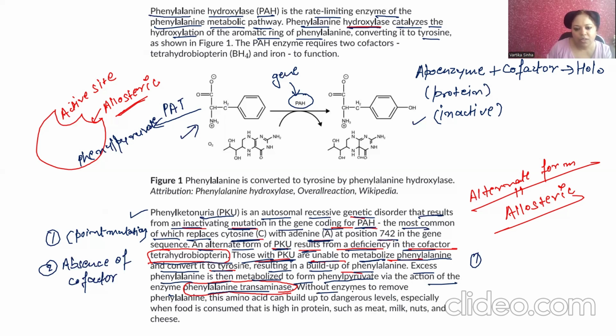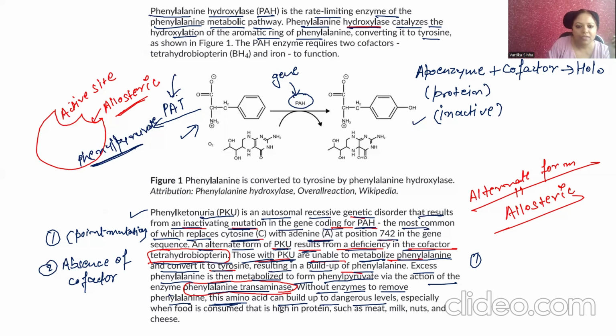Now, without enzymes to remove phenylalanine, this amino acid can build up to dangerous levels. The point is that if your PAH is not working, your phenylalanine can take another route and convert into phenylpyruvate if you have another working enzyme, that is phenylalanine transaminase.